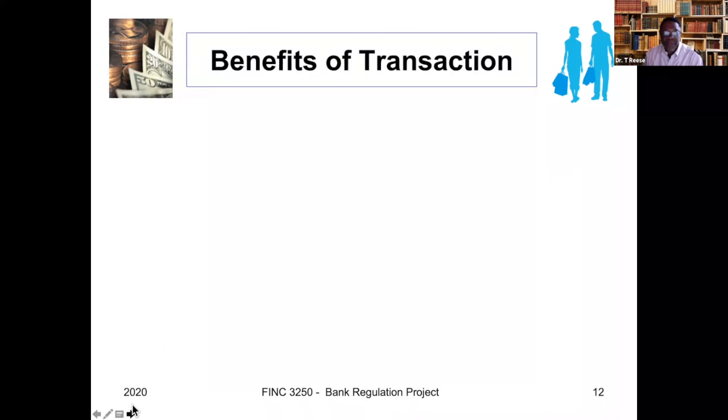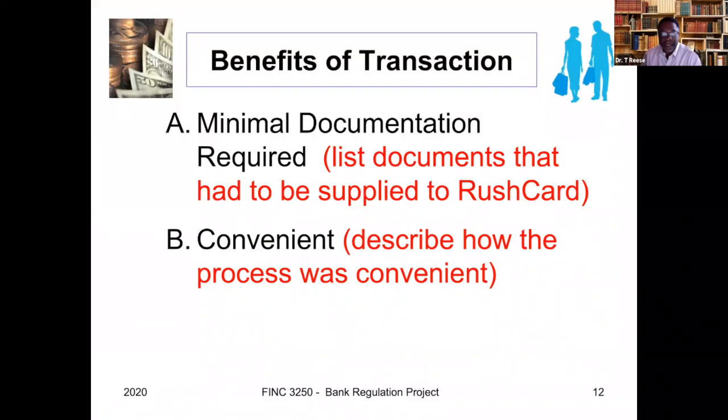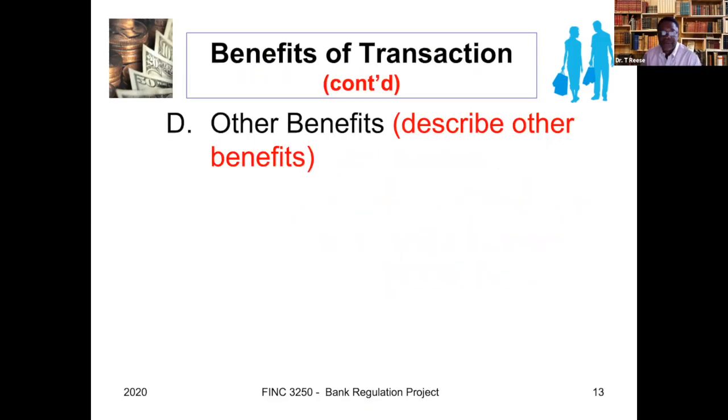That brings us to slide 12, and this may be 13 if you have to add a slide for fees and charges. Here on this slide, we identify the benefits of the transaction. 1, we identify what documentation is required to obtain and use a rush card. And 2, we describe the process. Was it convenient or not? In the follow-on slide, we identify any other benefits associated with it. So for example, some people like using debit cards because it means they don't have to carry cash around with them, and they don't want to be in a position where they have to have a lot of cash on their person.